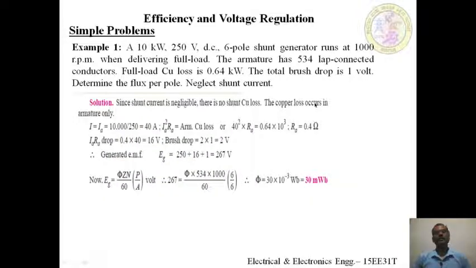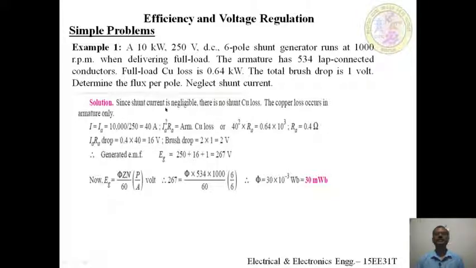Based on our discussion on efficiency and voltage regulation, we'll solve some simple problems. The first one: a 10 kilowatt, 250 volt DC, 6 pole shunt generator runs at 1000 rpm. When delivering full load, the armature has 534 lap connected conductors. Full load copper loss is 0.64 kilowatt. The total brush drop is 1 volt. Determine the flux per pole. Neglect shunt current.